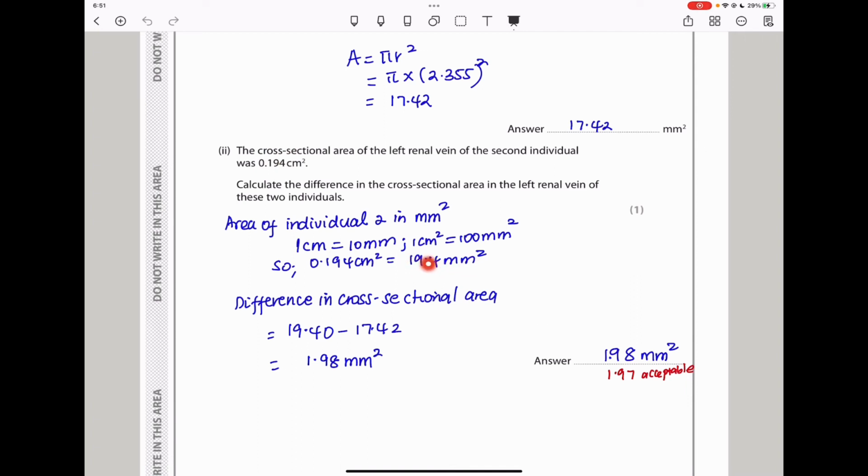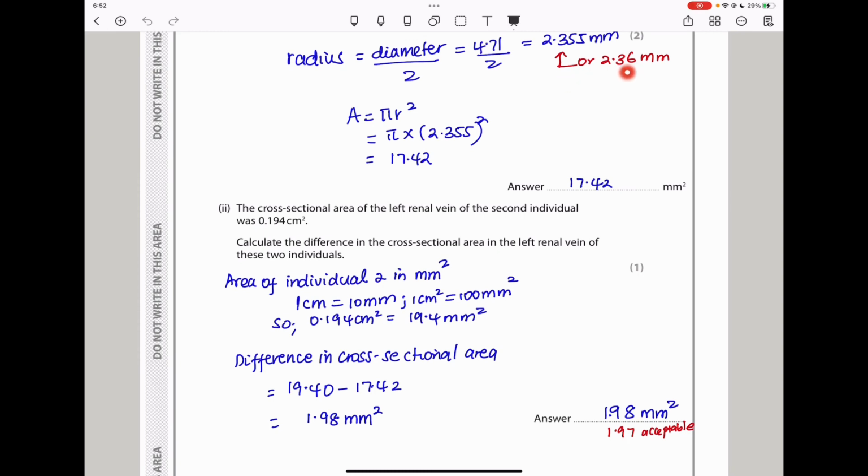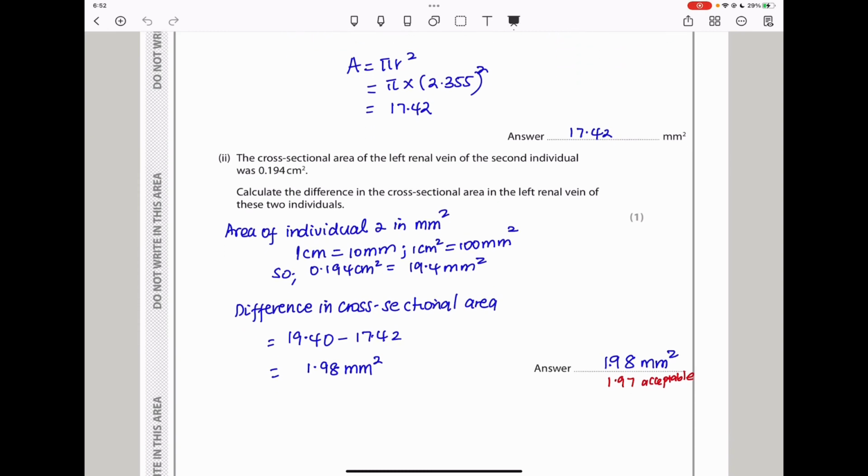So I got 19.4 millimeters squared. This is for conversion of this into units similar to that. So after getting that, I had to get a difference in cross-sectional area, which is 19.4, which is this one here, minus 17.42, giving me 1.98 millimeters squared, and that is what I got here. So the answer could also be 1.97, depending on how much you rounded off here. You could get that as well.